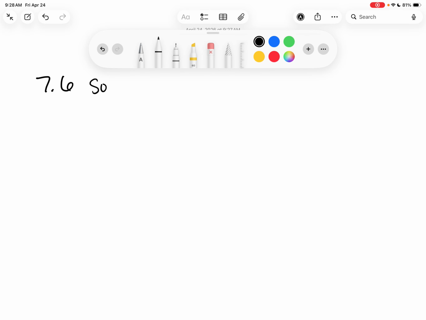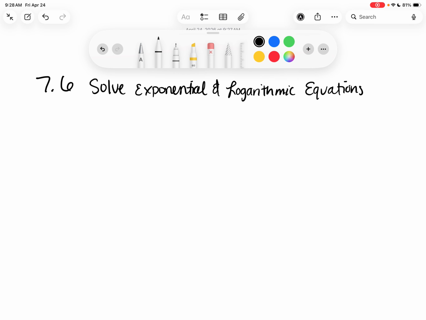Solve exponential and logarithmic equations. Property of equality for exponential equations.